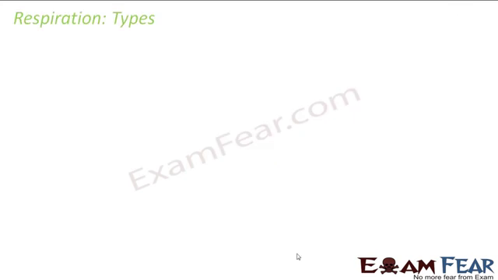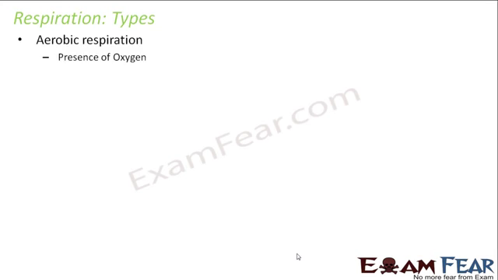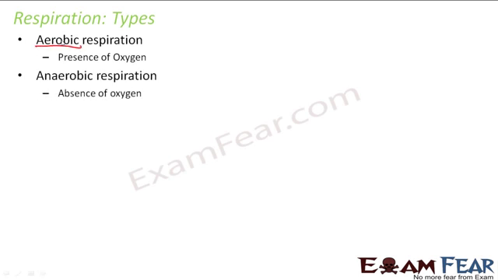So with this basic introduction on respiration, let us now talk about the types of respiration. There are two types of respiration, aerobic respiration and anaerobic respiration. Aerobic, the word aero, means air. So respiration which happens in presence of air. Air is oxygen. So respiration which takes place in presence of oxygen is known as aerobic respiration. Anaerobic is just the opposite. That means the respiration which takes place in absence of oxygen is anaerobic respiration.